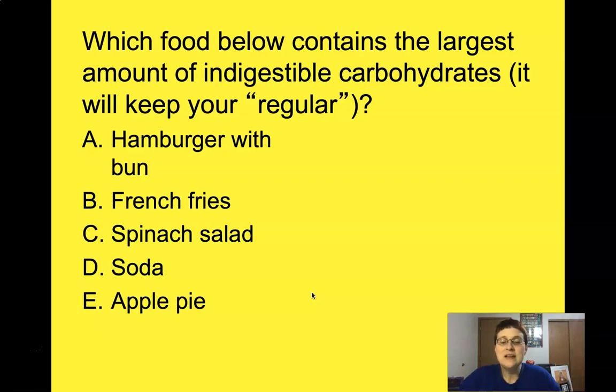And if you picked a spinach salad, that one would contain the largest amount for the dish because it's made completely out of plants. Since plants contain cellulose, they are going to have pretty much almost all indigestible carbohydrates. That's why we have to chew them more in order to break open the cells so that we can get the gooey, good stuff on the inside. And that finishes up carbohydrates.